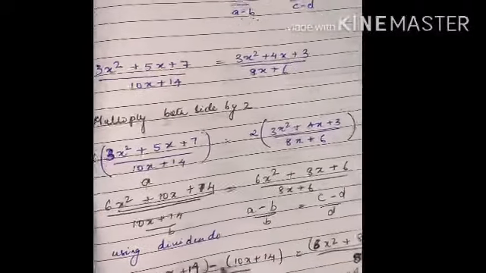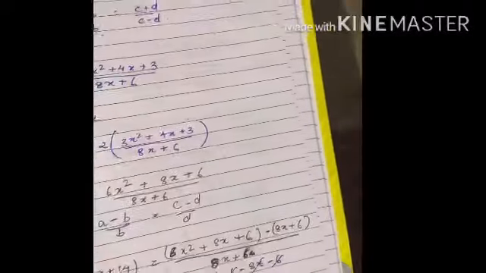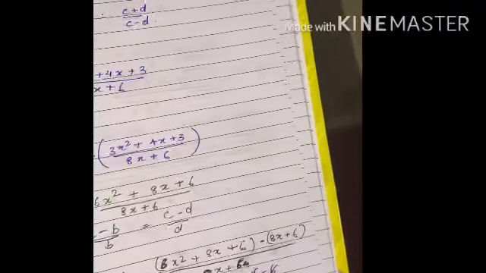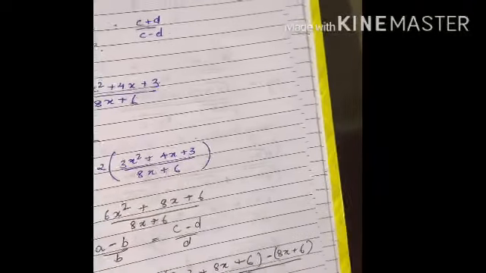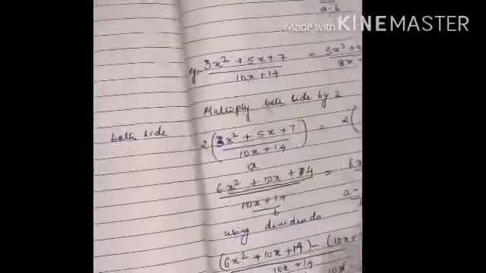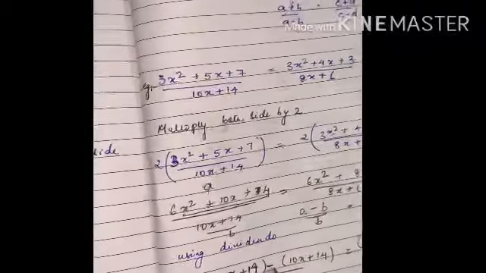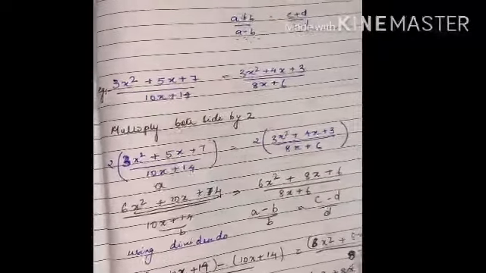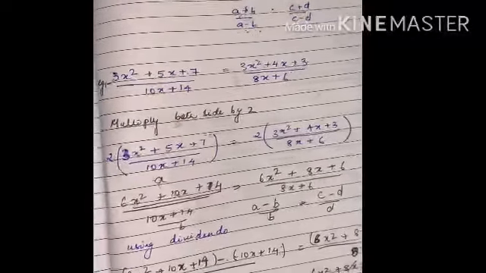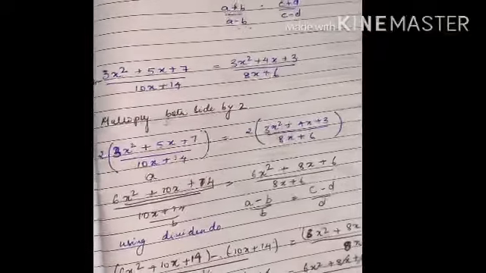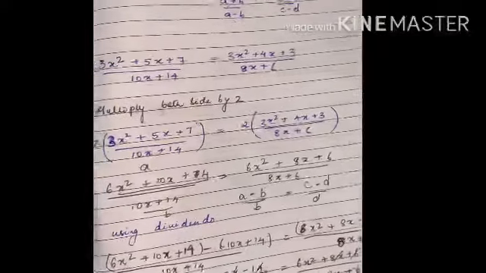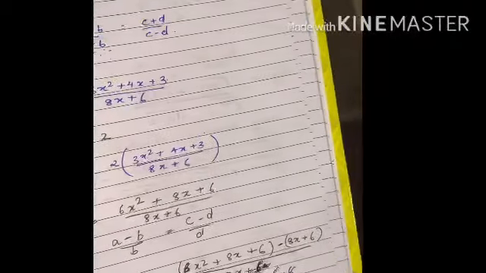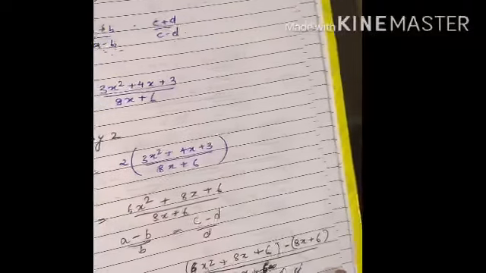Now when you open the bracket, same way you have to do the other side also: 6x square plus 8x plus 6 minus 8x plus 6 divided by 8x plus 6. Understood, dear children? So now when you open the bracket, 6x square plus 10x plus 14 minus 10x minus 14. So here plus 10x and minus 10x get cancelled, plus 14 and minus 14 get cancelled. Here plus 8x and minus 8x get cancelled, plus 6 and minus 6 get cancelled.